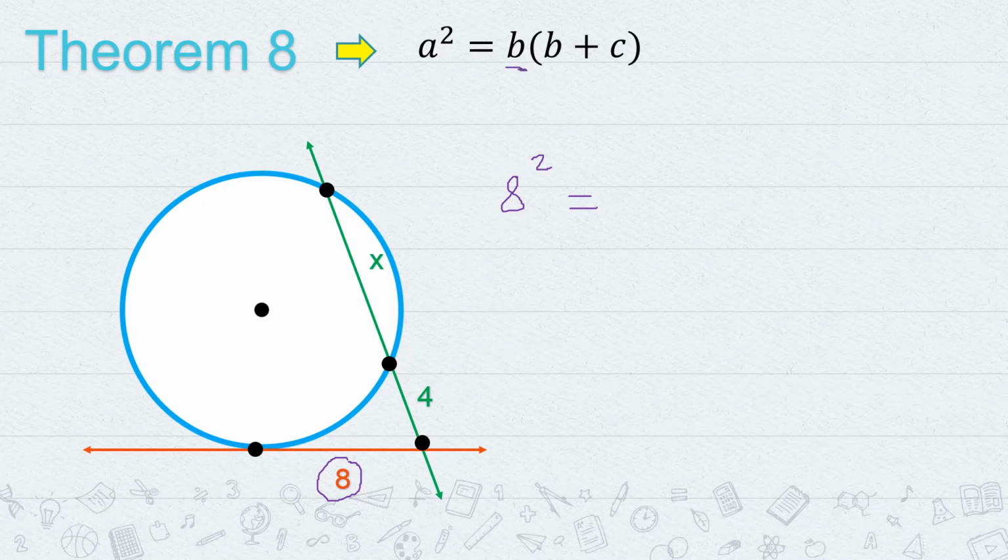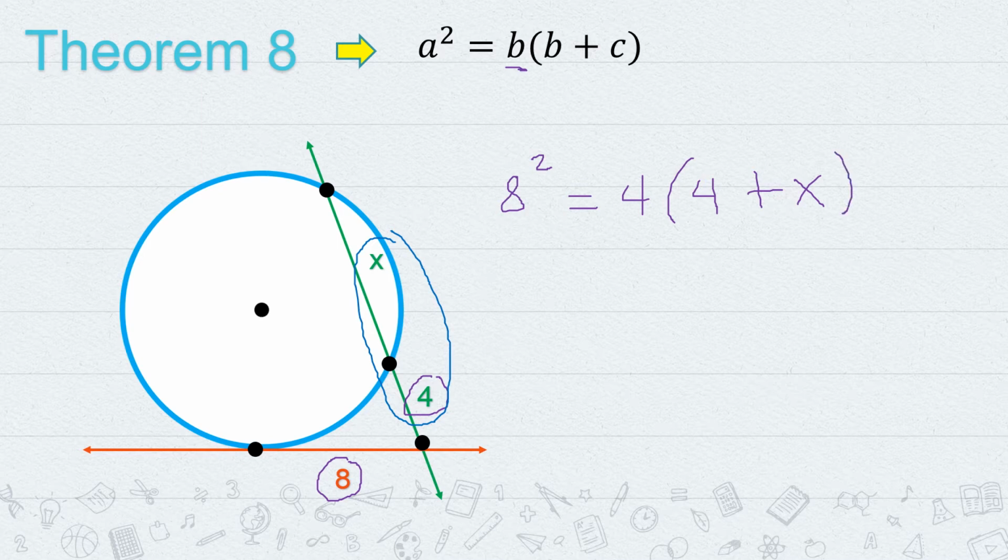our exterior second. So we have 4. Then be multiplied to the sum of our entire second segment. So 4 plus x or x plus 4. Either of those two, it's still correct. So 4 plus x. Next thing, we further simplify. We may simplify first our exponential term here. 8 squared means 8 times 8. So that gives us 64.